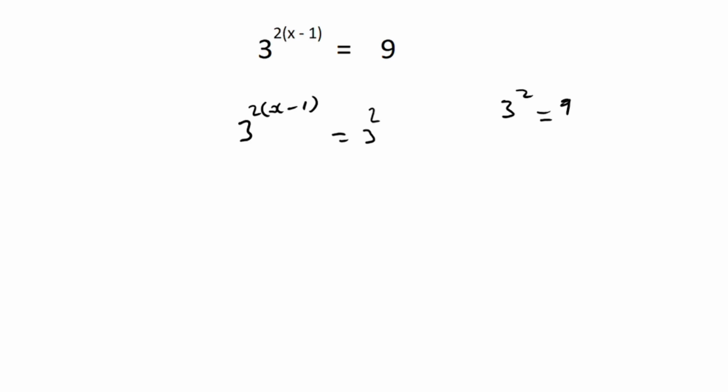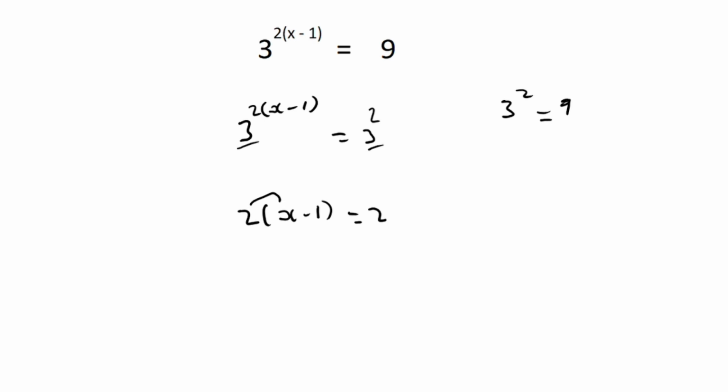Okay, yeah. Now the bases are the same. Once the bases look the same, you drop them away guys. Drop the base away. Drop it away. 2 bracket x minus 1 is equal 2. Equal 2. Okay, so now it looks simple to solve.